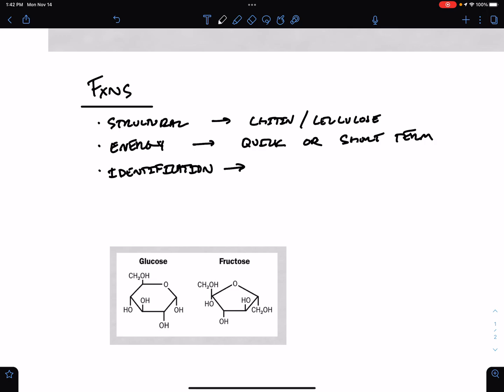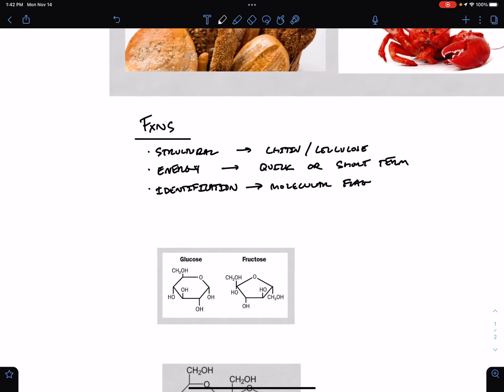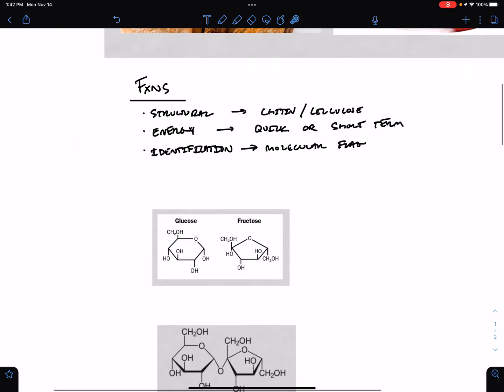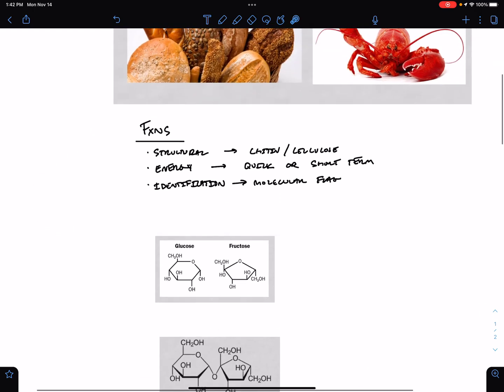Often on the outside of cells, different cells might be tagged with different sugars, or different proteins are tagged with different sugar groups, and that serves as like a little molecular flag, which can tell other cells what type of cell or what type of protein on this cell this is. Okay, so structural, energy, and identification are all the major functions of carbohydrate.